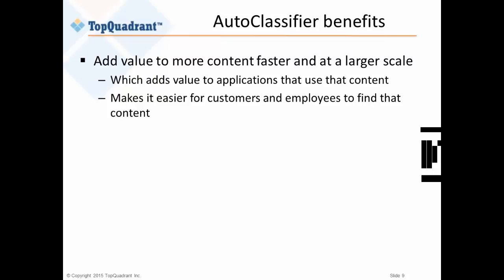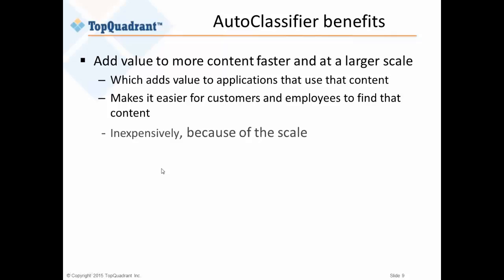Now, these two sub-bullets, adding value to the application and making it easier for people to find things, actually apply to the manual tagger as well. But with the autoclassifier, you can scale way up, because with manual tagging, if you want to double the amount you're doing per day, you need to double the amount of staff or double the amount of hours they're putting in, and that can get expensive as you scale up.